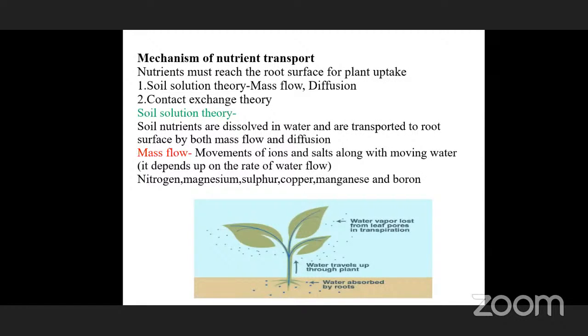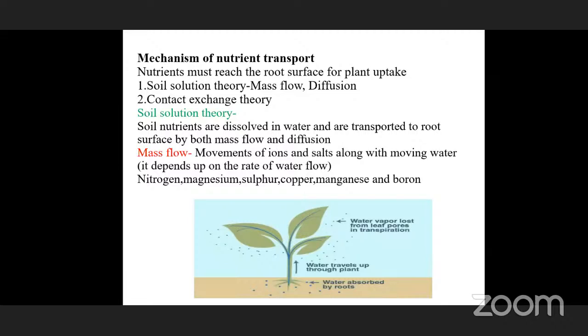Okay, next, mechanism of nutrient transport. How are nutrients transported? Some nutrients are dissolved in the soil solution. They have to reach the plant. They may reach it by soil solution theory or by contact exchange theory. In soil solution theory, there are two types: mass flow and diffusion.